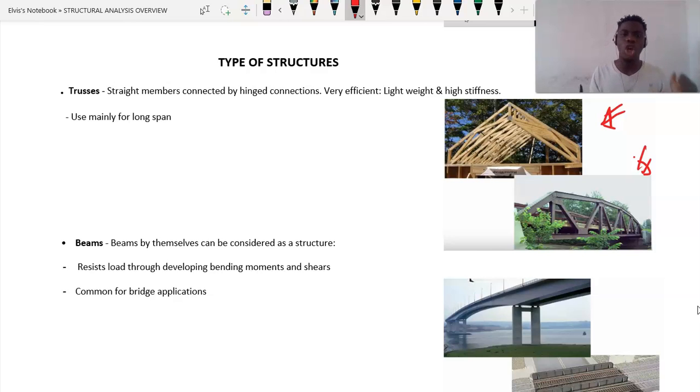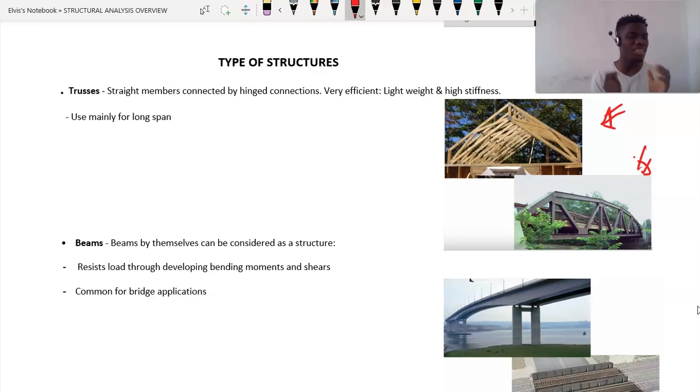Now guys, one of the advantages of using trusses in our building is that they are very, very efficient. They are lightweight, and they also have high stiffness. They are very, very stiff. So this is one of the advantages of using trusses in our buildings.